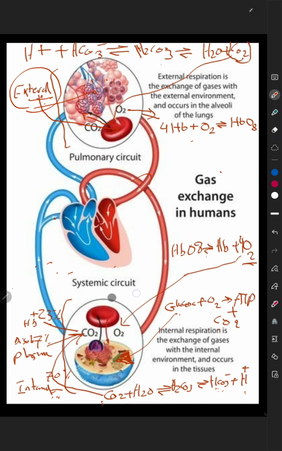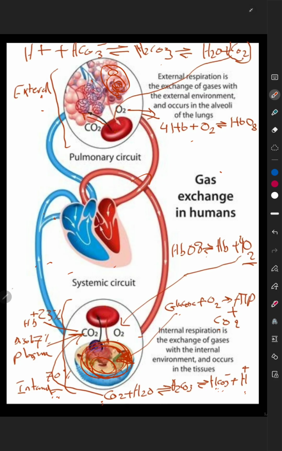Now let's talk about the exchange of gases and how it happens, and how the oxygen and the carbon dioxide will be transferred. Usually the oxygen will be carried from the alveoli, where we have a high concentration of oxygen, to all parts of your body cells, where we have a low concentration of oxygen.